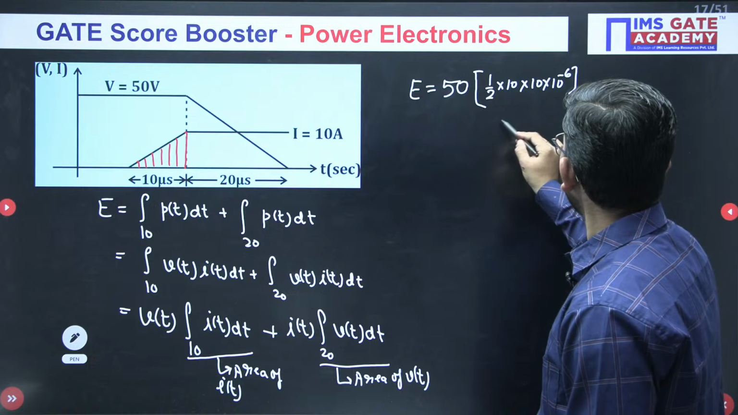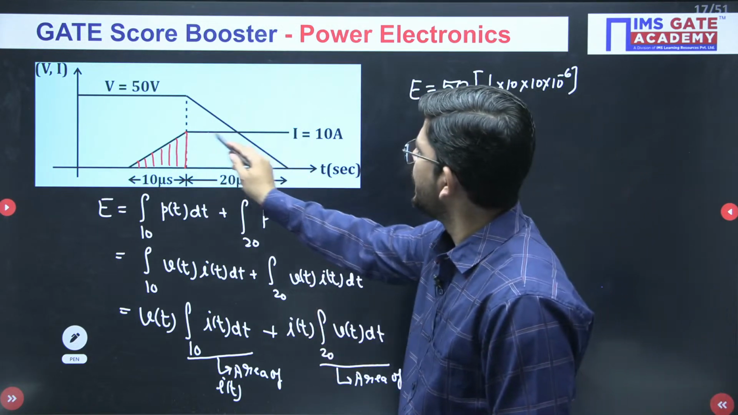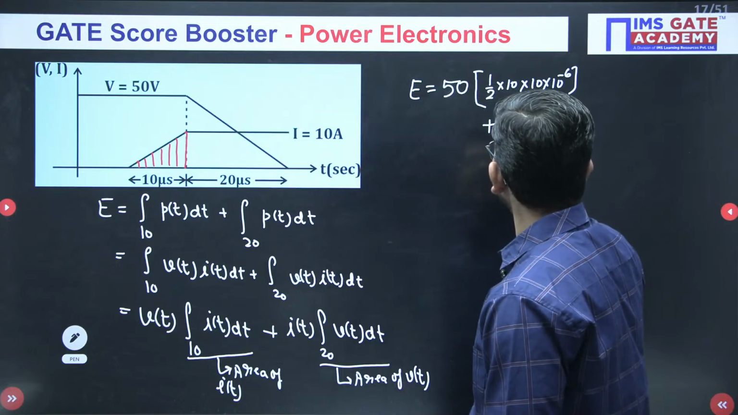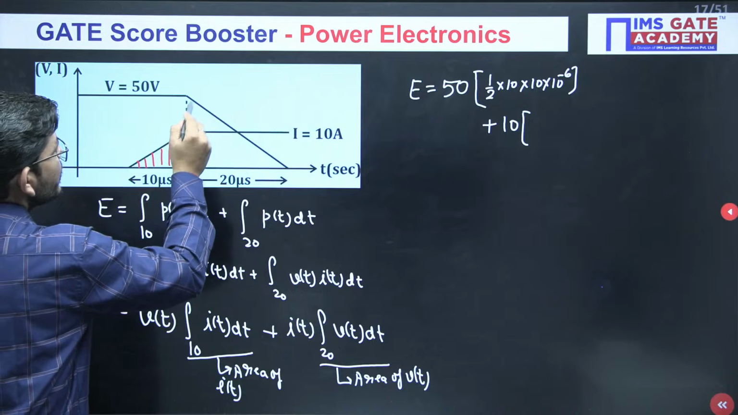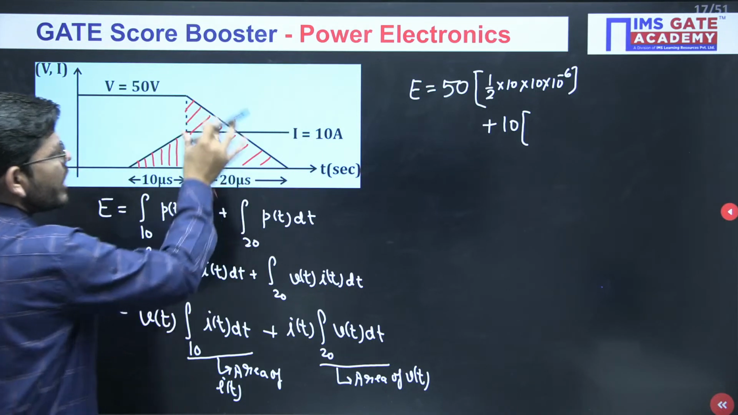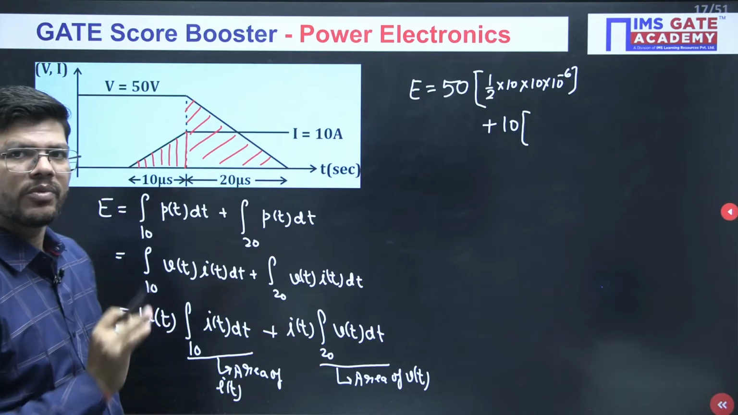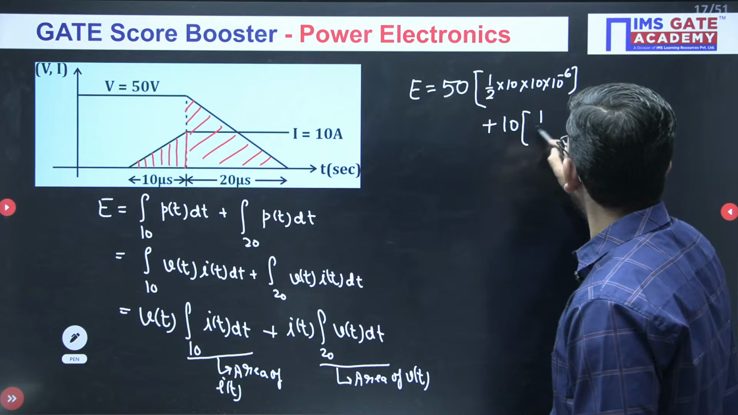Then for the second, IT is constant. Okay, just see, IT is constant at 10 ampere, but the voltage is varying. And if you see, voltage varies like this. So what you have to calculate? You have to calculate the area under this voltage triangle. Okay, so how you will calculate that?